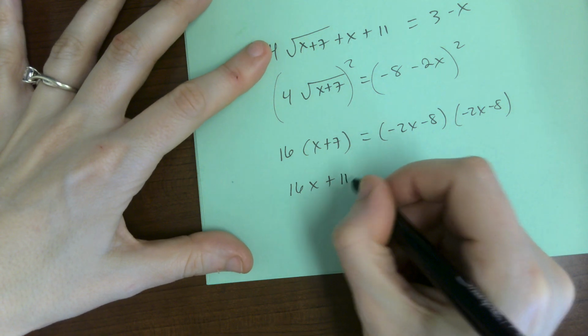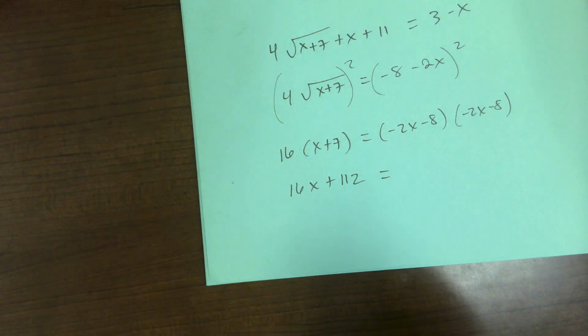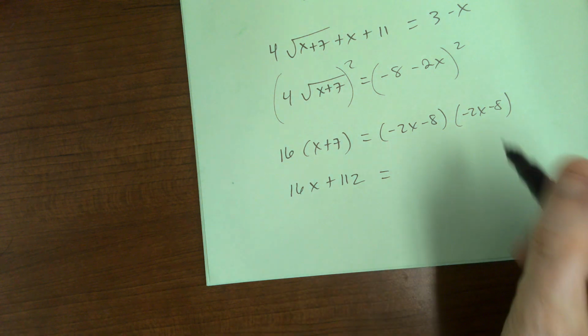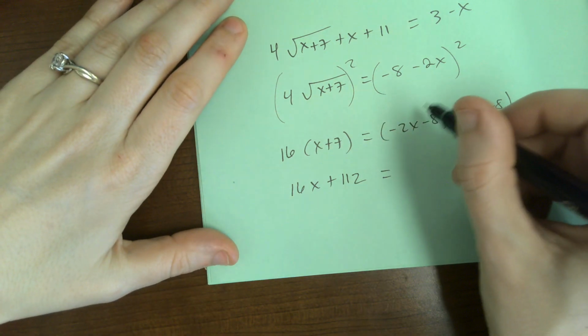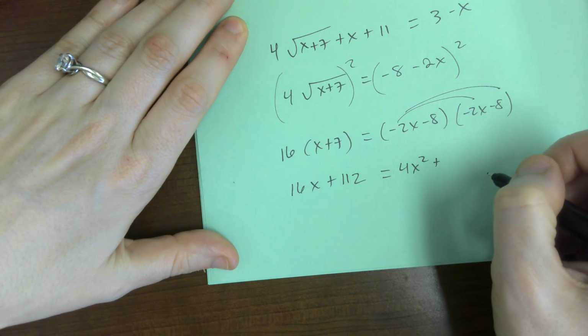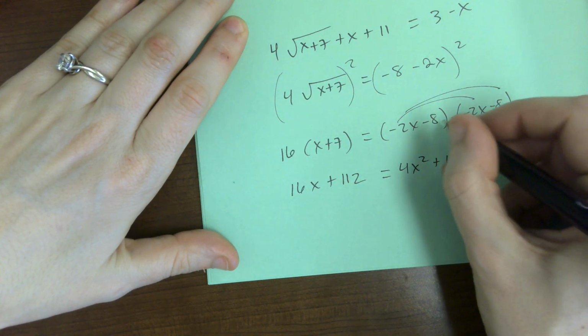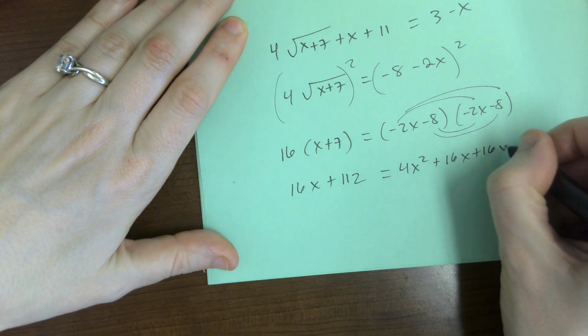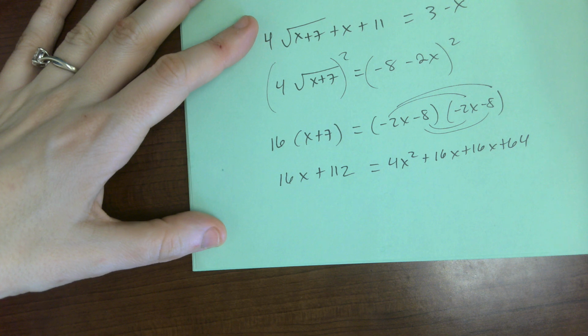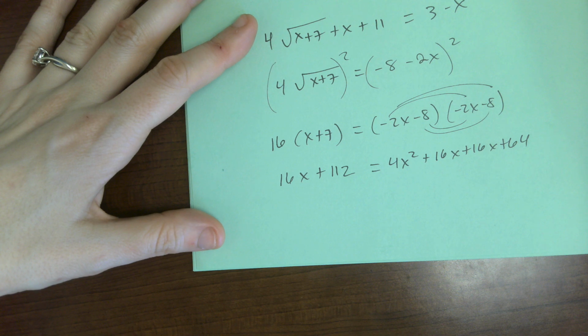Is that 112? I just tried that in my head. 16 times 7. It is 112. Okay. All right, now I'm going to distribute over there. So 4x squared plus 16x. Okay. So we got this 4x squared. So we're going to have to combine like terms and set equal to 0. Okay.